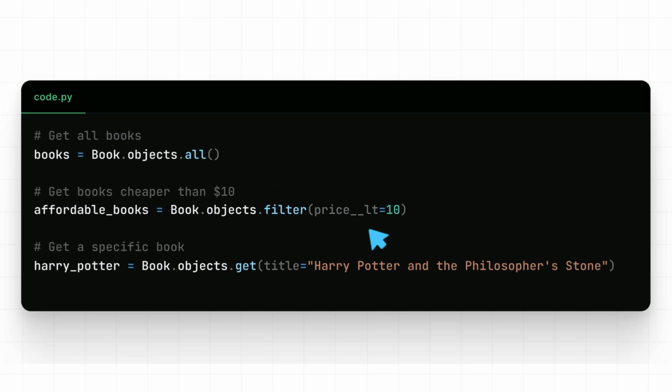In the second line, we use Django's special syntax. price__lt equals 10 means price less than 10. Django translates that into a SQL query with where price is less than 10. The third line looks up a single book by its title. This gets turned into a where title equals something SQL condition. Notice, we never write any actual SQL. We just use Python methods and objects, and Django takes care of the rest. Behind the scenes, Django translates these Python expressions into SQL queries, executes them, and returns the results as Python objects.